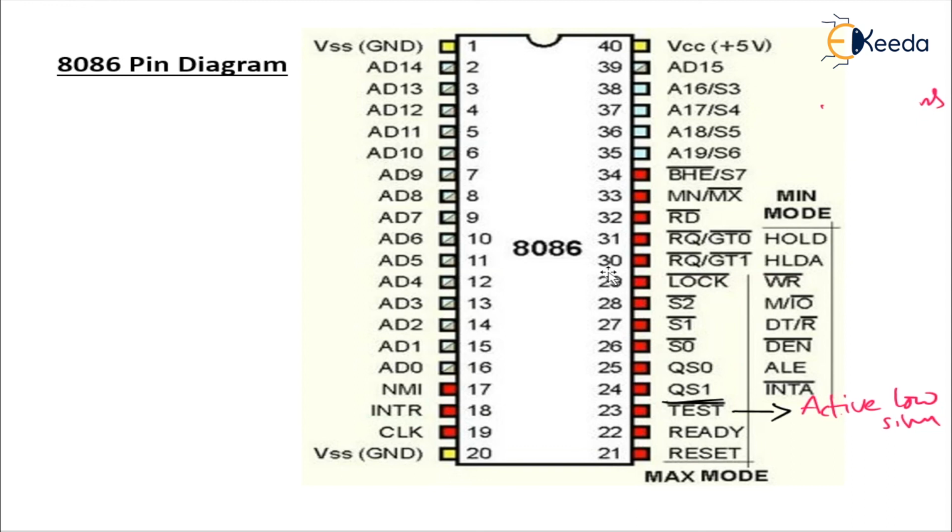Then we will go for minimum mode pins and maximum mode pins. See, these pins are all completed: VSS, ground, clock, RD bar, ready, reset, test. We completed these signals. Right? Now in the next class we will discuss minimum mode pins and maximum mode pins.